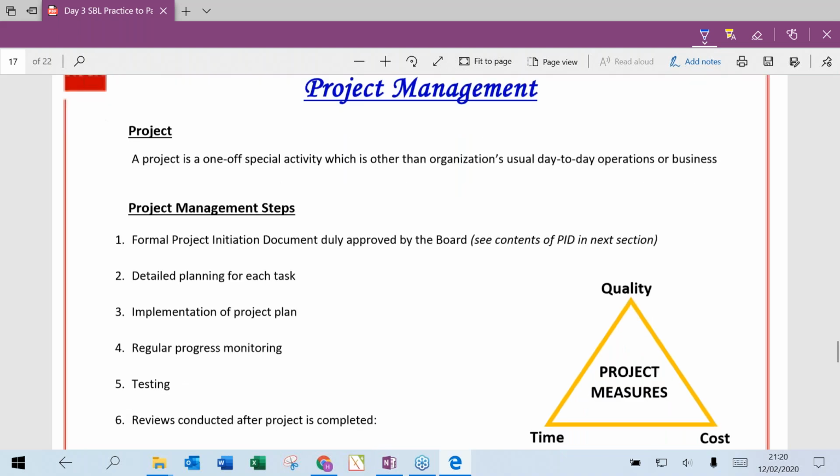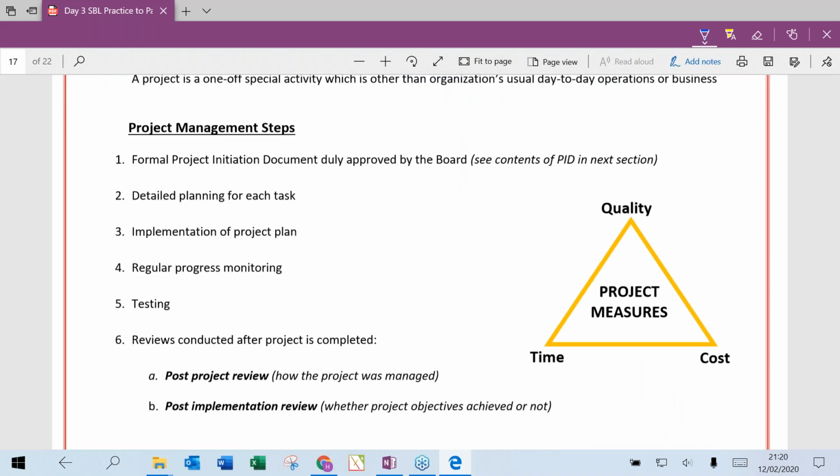Now, look at this triangle. All projects have three legs. How many legs? Projects have three legs. Humans have two legs, animals have four legs, but a project has three legs. I don't know why. It's kind of a hybrid between human and animal, I guess. So what are the three legs or aspects of a project? Number one, quality, and then time, and then cost.